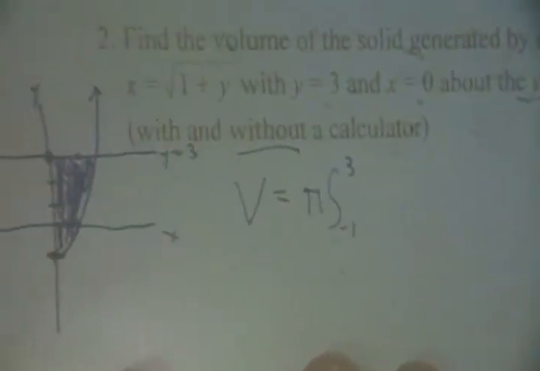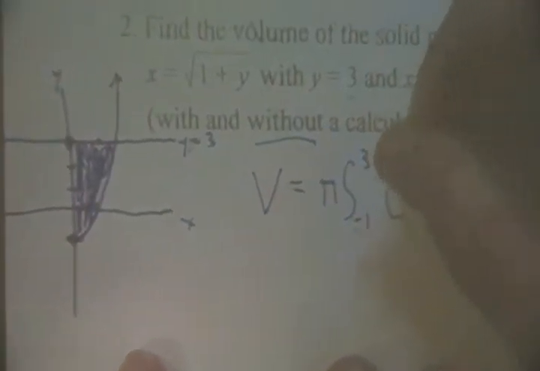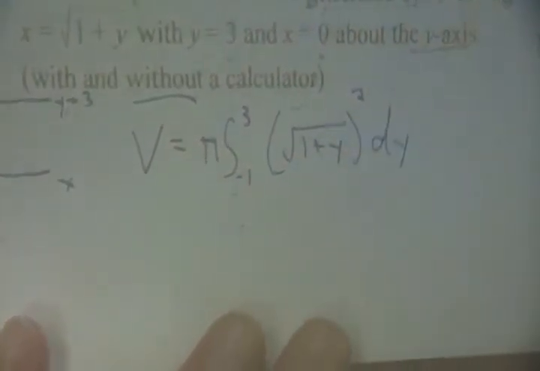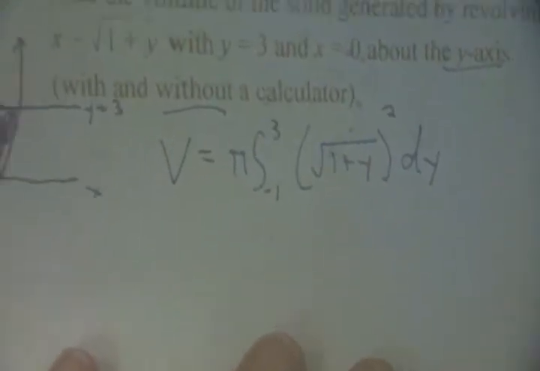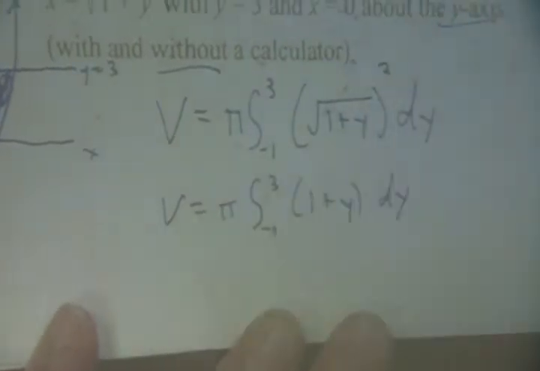Okay, volume equals pi times the integral from negative 1 to 3, and the radius is the actual function, so the square root of 1 plus y, squared, dy. All right, so here we go. Let's speed this up so the battery does not run out. The square root of 1 plus y, squared, is just 1 plus y, dy. And now we're going to bump up and divide.